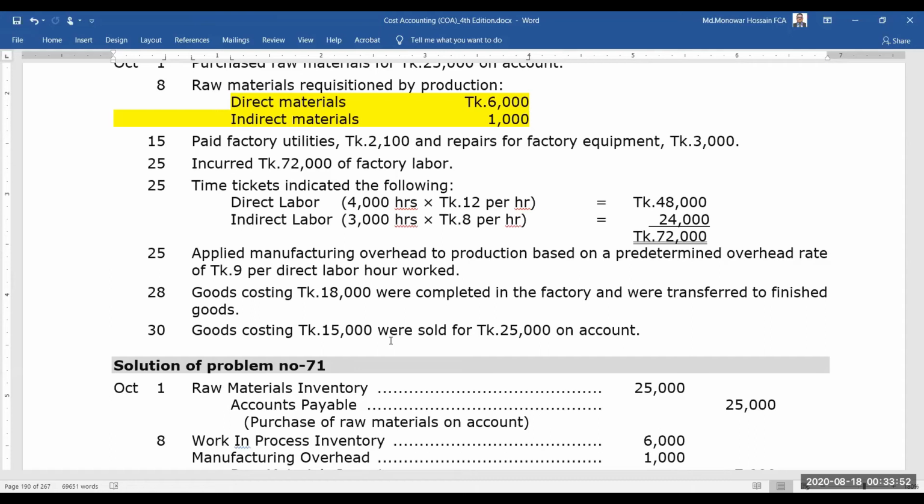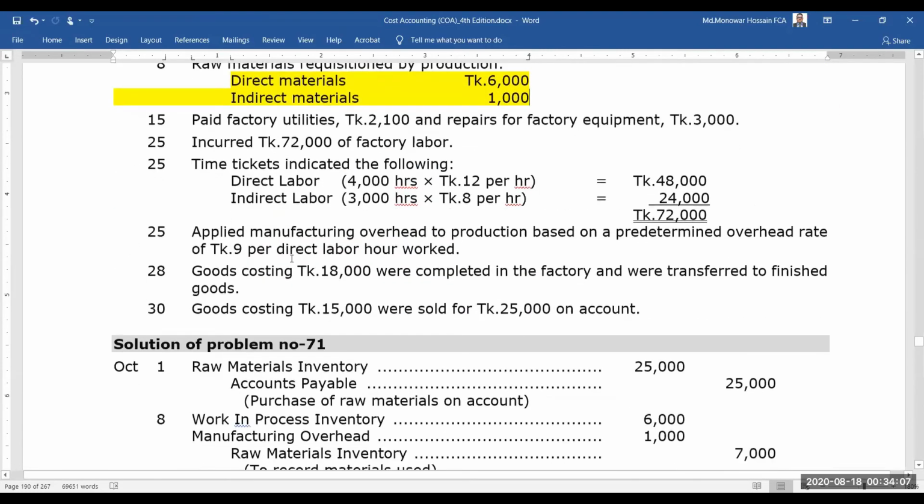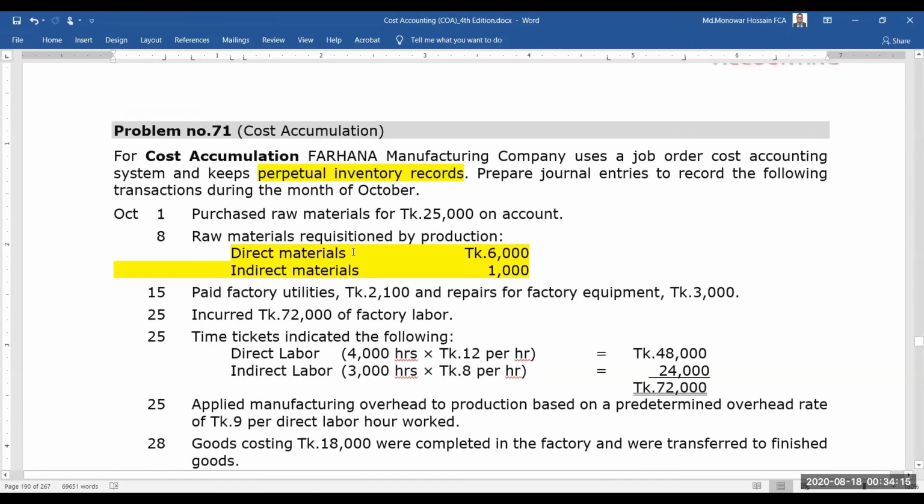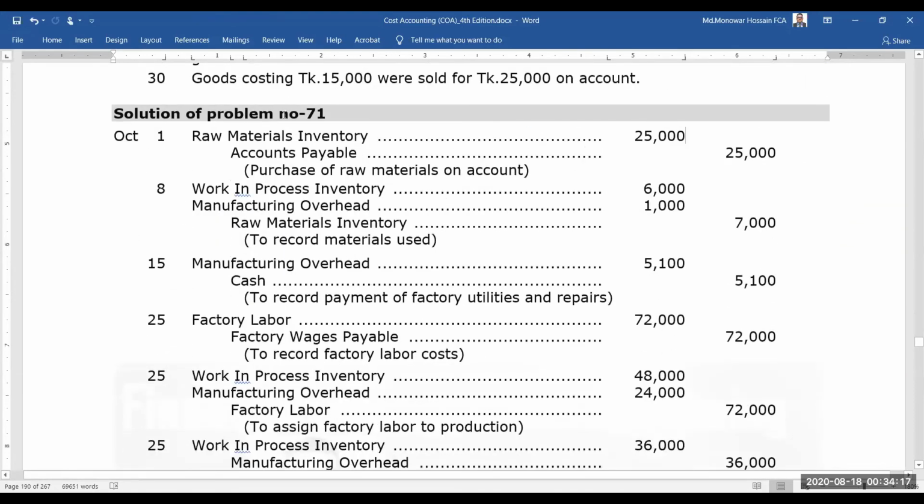And goods costing 18,000 were completed in the factory and were transferred to finished goods. And goods costing 15,000 were sold for 25,000 on account. So if we prepare a journal, we know the debit amount and the credit amount. So 1st of October, purchase of raw material 25,000, the journal would be raw materials inventory 25,000 and accounts payable 25,000. That means purchase of raw materials on account.